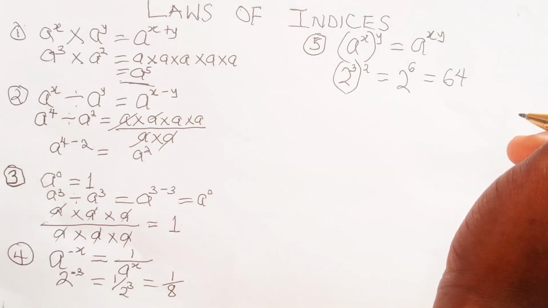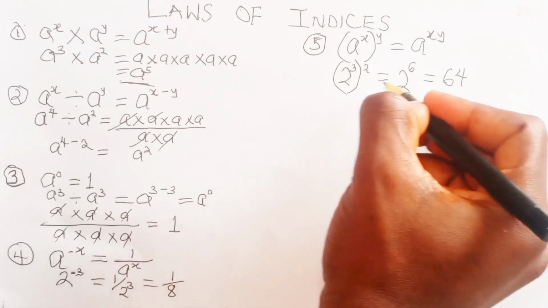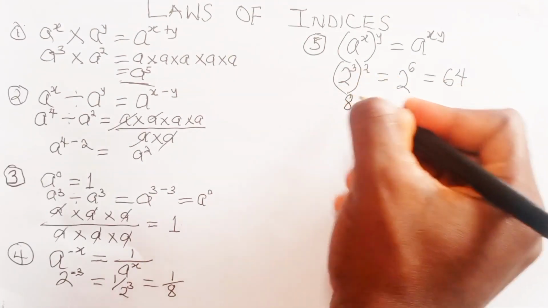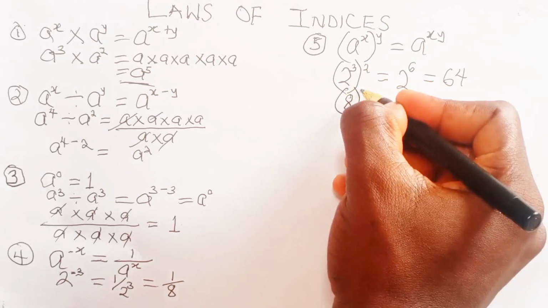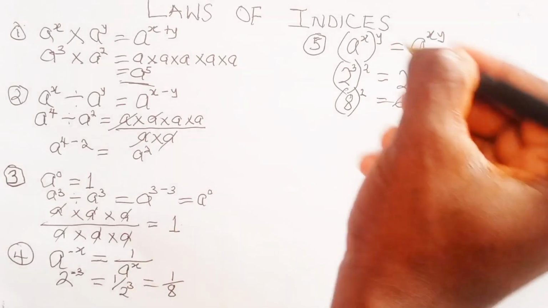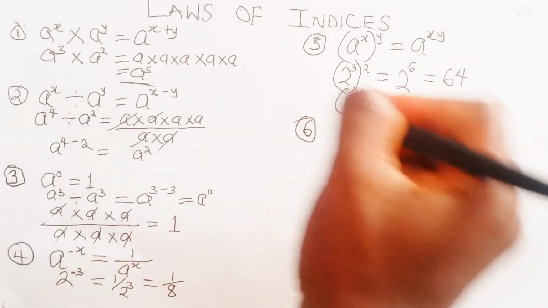And remember that 8 raised to power 2 is also what? 64. Because why did I say so? 2 raised to power 3 here gives us 8. And if I take the square of 8, I also get what? 64. So that's that law explained. Then we'll quickly run through to the third law.